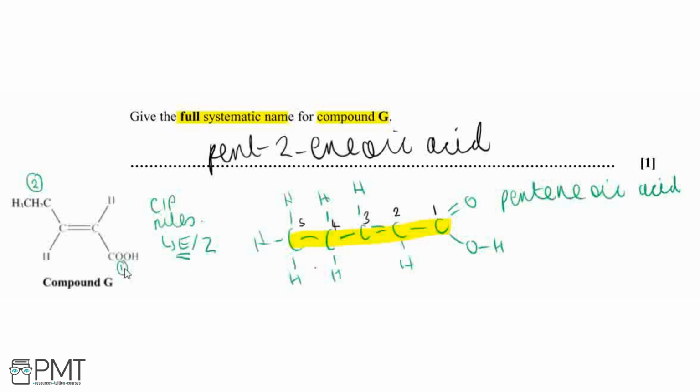So just to finish off our name, we just put an E at the front. This can be in brackets or just written normally. And overall, our name is going to be E pent-2-enoic acid to finish that off.